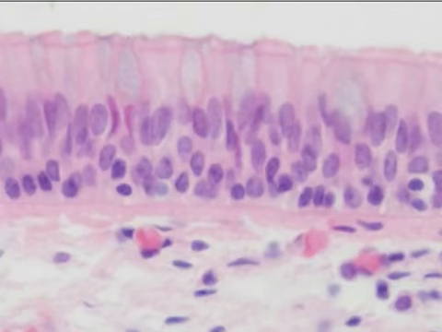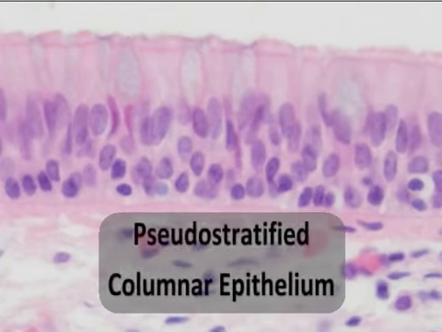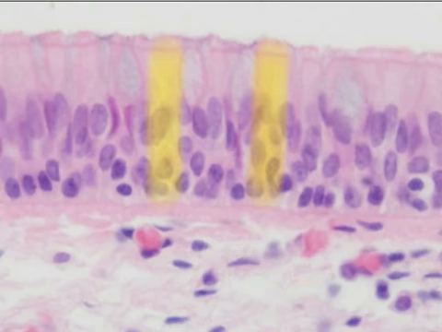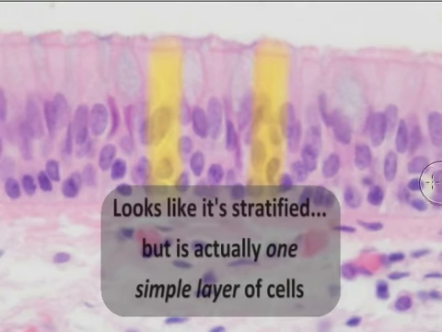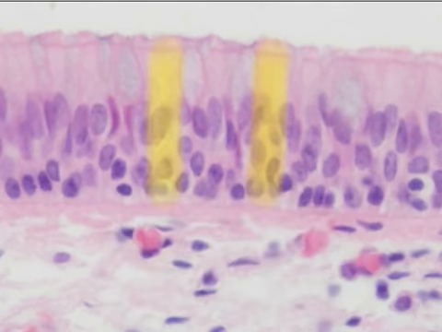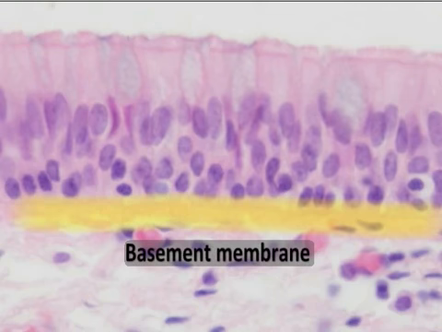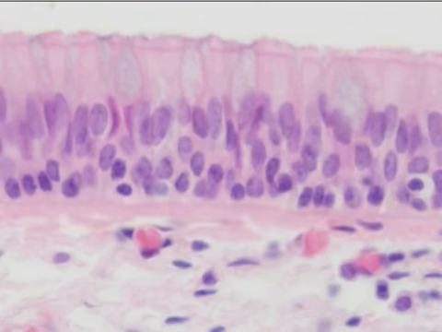Our next epithelial tissue is pseudostratified columnar epithelium, and this is a single layer of columnar epithelial cells. Now it looks like it's stratified. It looks like all these nuclei of different cells are found in many layers stacked one on top of the other, but they're not. In actuality, all of the cells make contact with this basement membrane found below the epithelium.